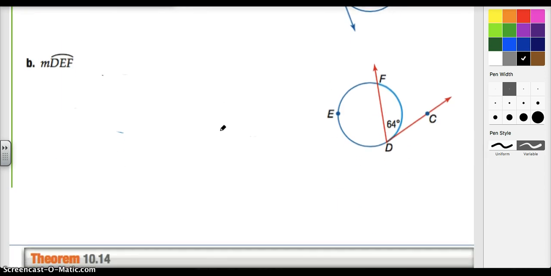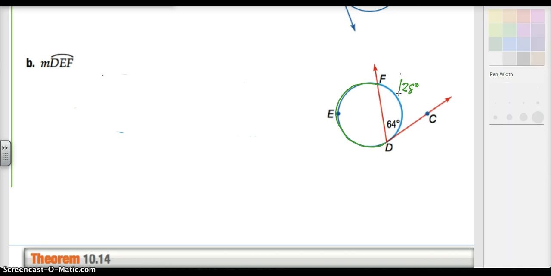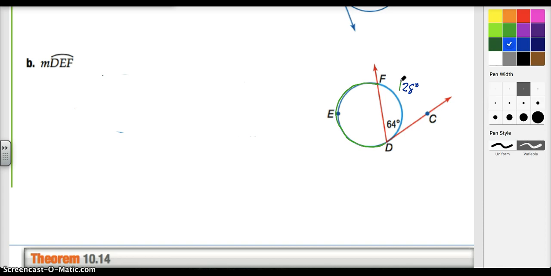Let's take a look at another one. Let's see if they can make it hard for us. All right, so arc DEF, that's this one over here that they're referring to. We need to find this measure. Well, we know that this is 64. And if this angle here is 64, this blue arc, arc FD, has to be twice that. So twice 64 is going to be 128. That's this arc here.